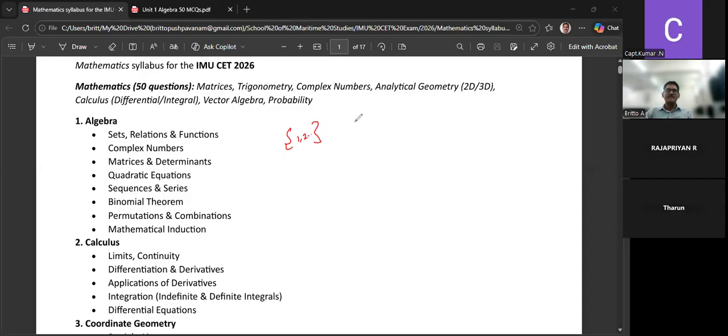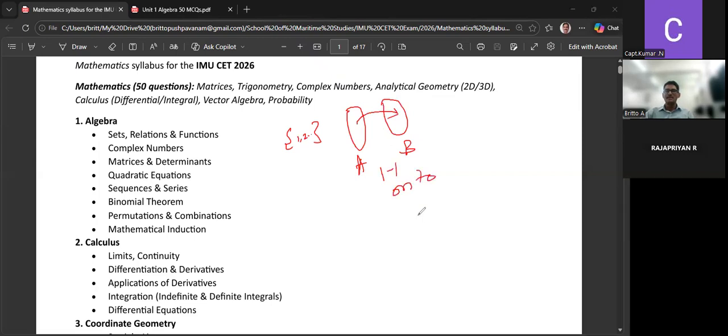So for relation we need two sets. One set is here, another set is here. This set is A, this set is B. Okay. So we relate the two sets like this. There are many relations. One is 1 to 1 and then into, like this. Then from the relation, you define the function. So function we usually write y equal to f of x. These are all basics only.